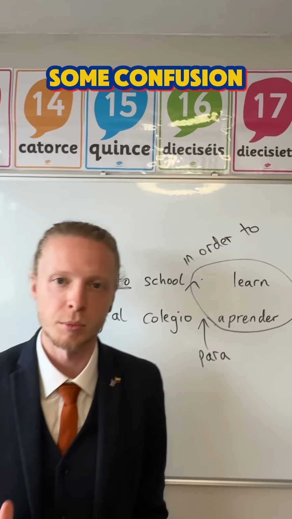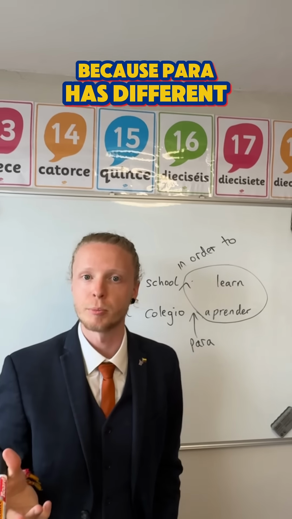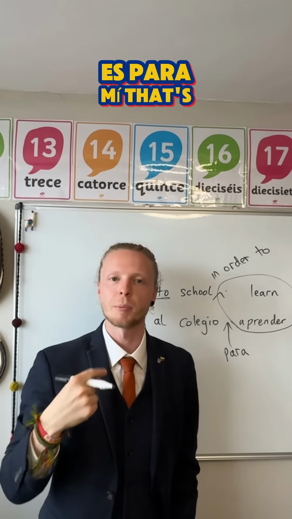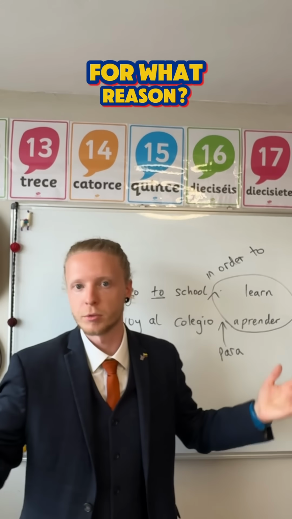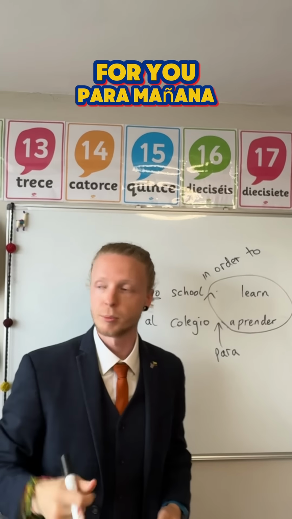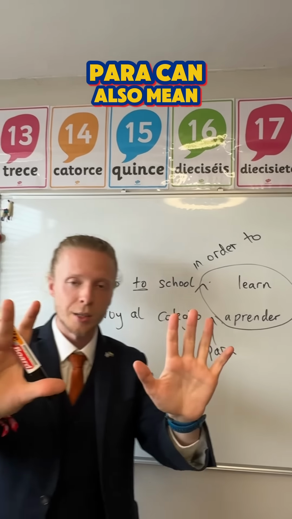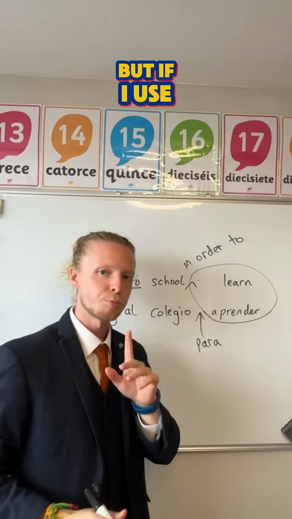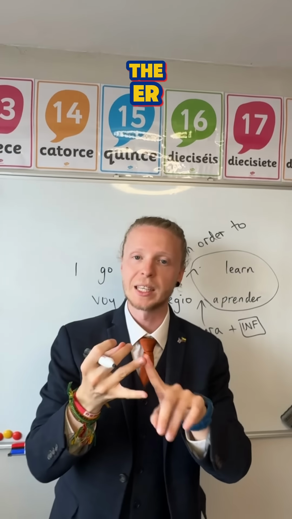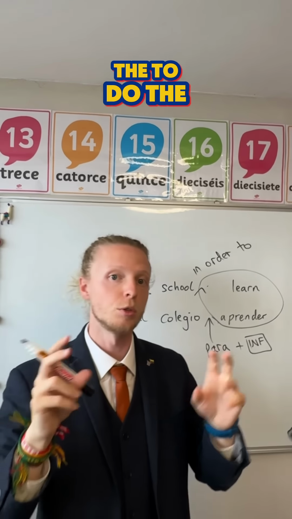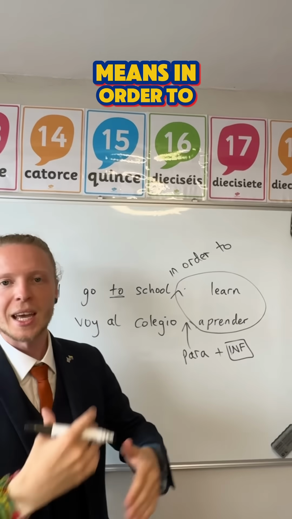Now, this might cause some confusion because para has different meanings. If I say, eso es para mí, that's for me. Often it means for. ¿Para qué? For what? For what reason? Para ti, for you. Para mañana, it's for tomorrow. Para can also mean stop. Para. But if I use para plus an infinitive verb, the verb with the AR, the ER, or the IR on the end, the to do the verb form, then it means in order to.